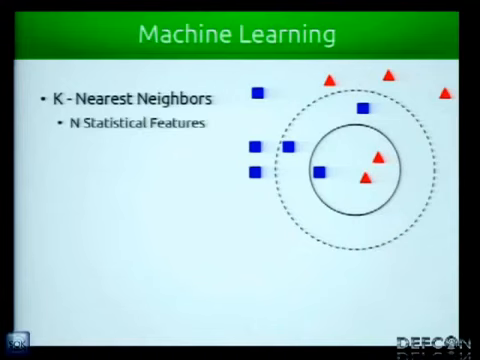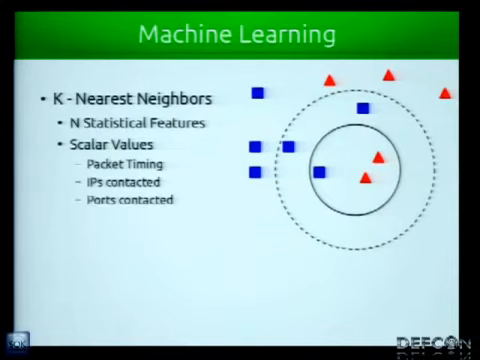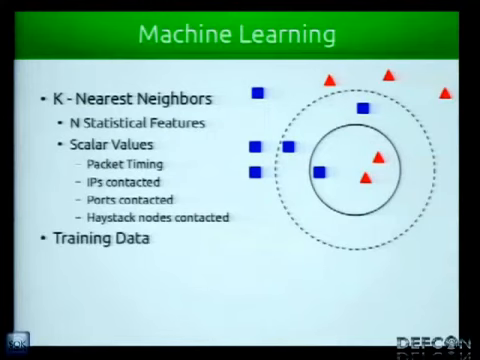You have n statistical features, however many you want. These are scalar values that you judge on the basis of each suspect. Every node on your network is a suspect, and you measure statistics for them, like packet timing, IPs contacted, how many unique ports they have contacted, and how many of the haystack, which is the fake nodes we have, what percentage of them they have contacted. Is it 100%? Is it 0%? Then you graph these, since they're all scalar values, on an n-dimensional graph. Here is shown a 2-dimensional graph for budget cut reasons.